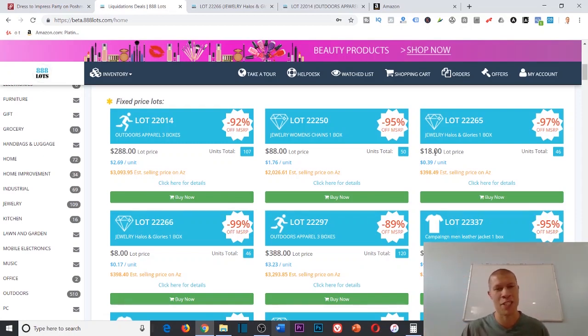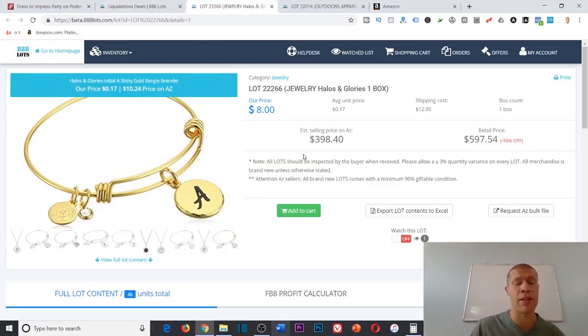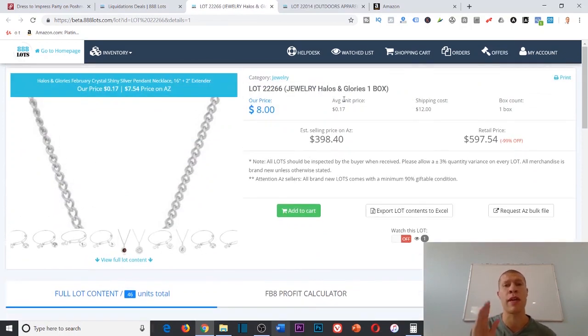I can't do math today for some reason. So I'm going to show you examples of pallets. If I were to source through this jewelry pallet right here, look, I'm paying $18 for the entire pallet. I'm getting 46 units, and believe it or not, these have been selling really, really well as long as you have a good listing.